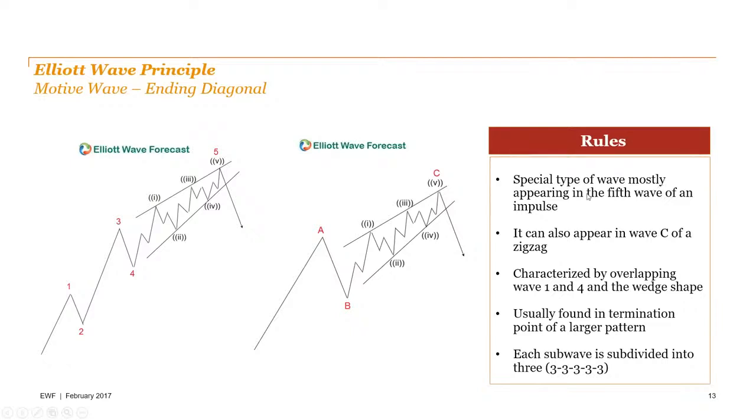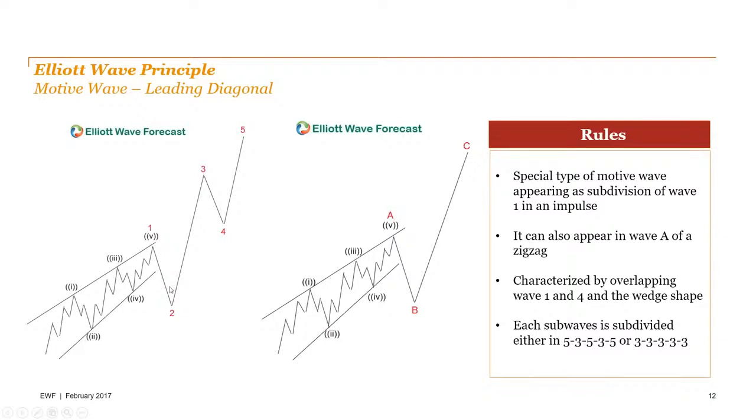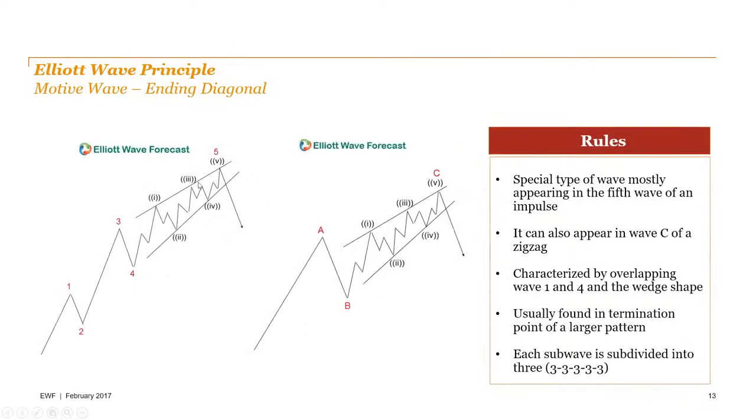Okay, special type of wave, mostly appearing in the 5th wave. Also can appear in the wave C. Overlapping, wedge shape, usually found in the termination point of a larger pattern. Usually when you see a wave 5 with ending diagonal like this, usually it's at the end. Usually then you will see a big pullback afterwards. Each subwave is subdivided into 3. You can see 3, 3, 3, 3, 3. Now the same thing can happen as a leading diagonal as well. Leading diagonal can be 3, 3, 3, 3, 3 as well, even though in the example earlier we showed 5, 3, 5, 3, 5. So only the leading diagonal can have variation, but the ending diagonal is 3, 3, 3, 3, 3. Okay.